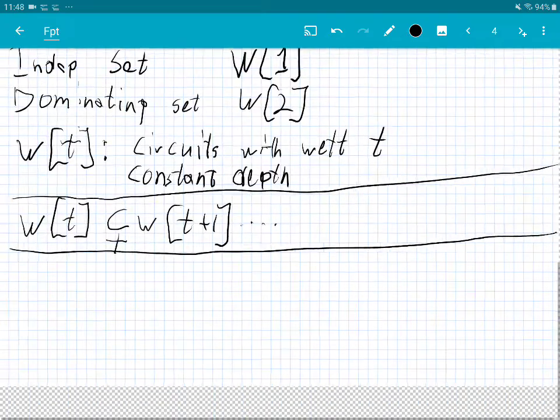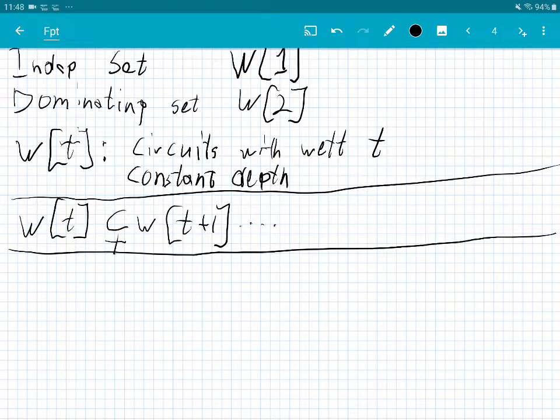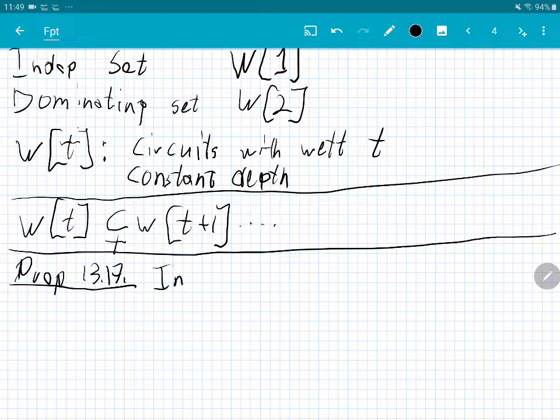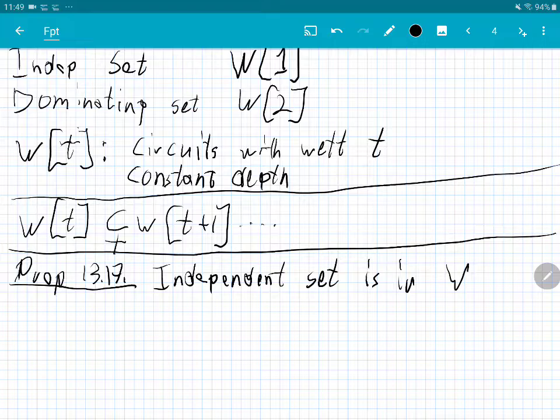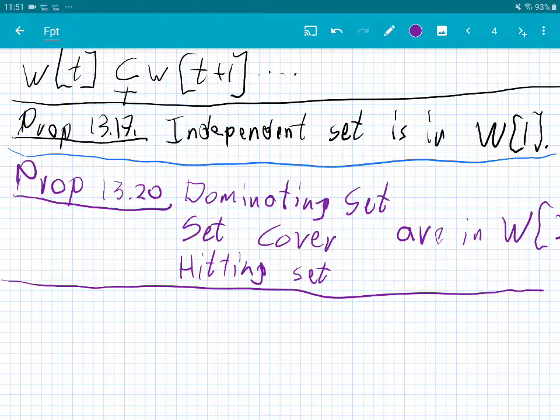Okay, so what we have seen so far is two things, right? I'm going to use the numbering of the book just to be consistent. Proposition 13.17. Independent set. Now, we saw the dominating set is in W2.